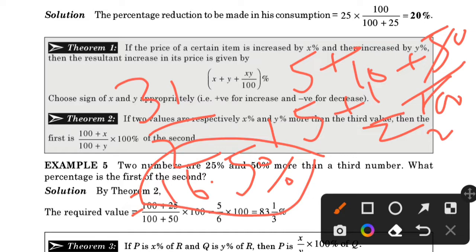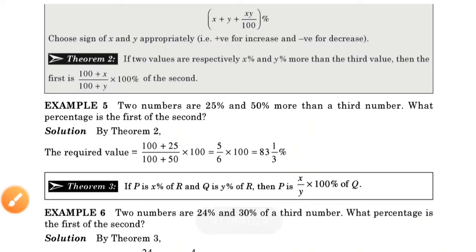So the increase in percentage is 16.5%. Okay. In theorem 2, if two values are respectively x% and y% more than a third value, then the first is 100 plus x over 100 plus y into 100% of the second. Let us apply this to the following example. We are given two numbers are 25% and 50% more than a third number. What percentage is the first of the second?